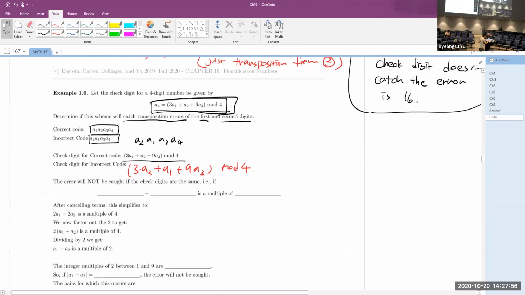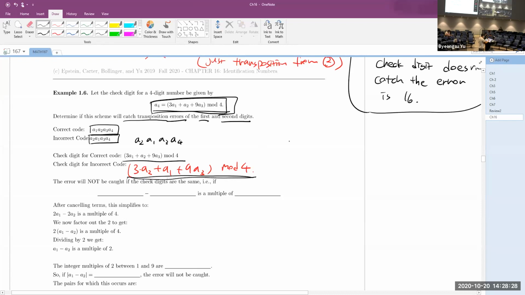Okay, so let's get back to example 1.6. Do you have any question on getting this check digit? Is it good? Since we just had error on transposing A2 and A1, I put A2 in the originally A1 position, and I put A1 in the originally A2 position, right? So that's why I get this check digit.